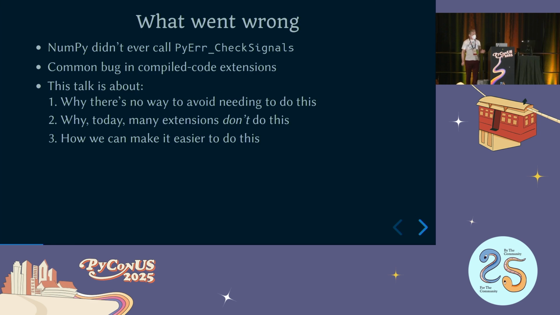Why there's no way to avoid needing to change all the extensions to do this thing that they're not doing. Why they're not doing it now, when it's been a requirement, as far as I can tell, since before CPython 2.0. And how can we make it easier for extensions to do this? Because it's not as easy as it might look.